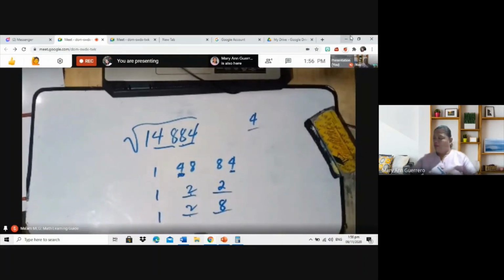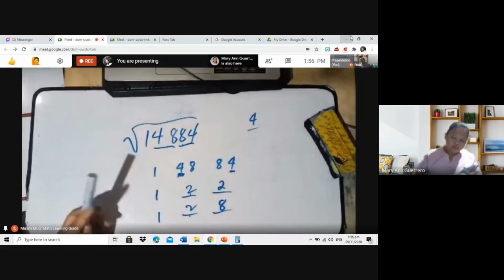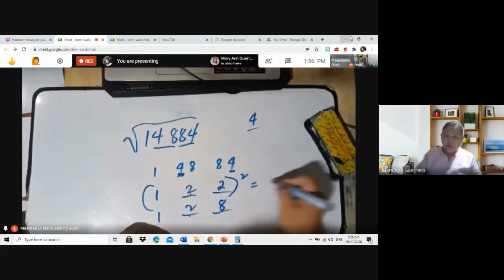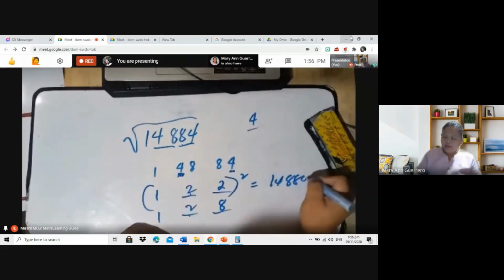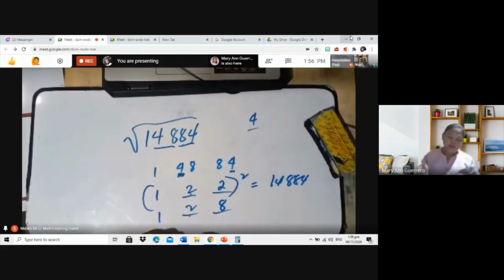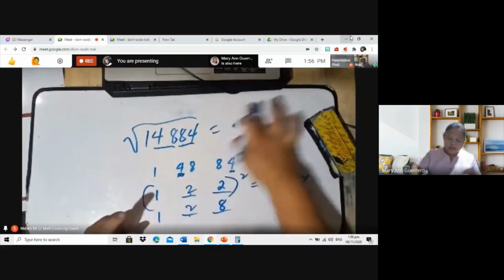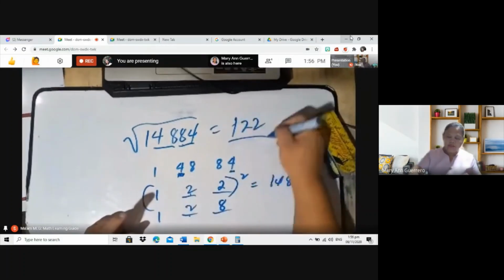So, when you multiply 122 to itself, the answer is, ano? So, when you square this, the answer is 14,884. So, yun na. Yung sagot natin. So that the answer is 122.